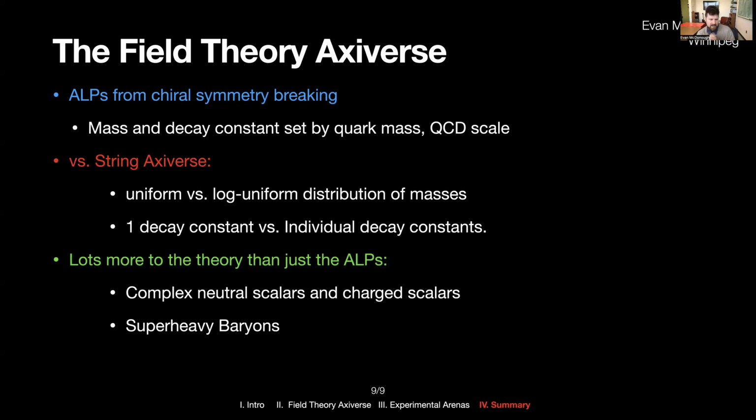And I'll also emphasize there's lots more to the theory than just the Axion-like particles. And of course, this goes for string theory as well. In the field theory Axiverse, you have these complex neutral scalars and the charged scalars. And in addition, you also have the baryonic states of your dark QCD, which have masses of order the dark QCD scale, which again we're taking to be here 10 to the 11 GeV or greater. So these are really genuinely super heavy degrees of freedom. These are like wimpzillas, if you will. And super heavy dark matter has its own interesting phenomenology, which I'd love to talk about more.